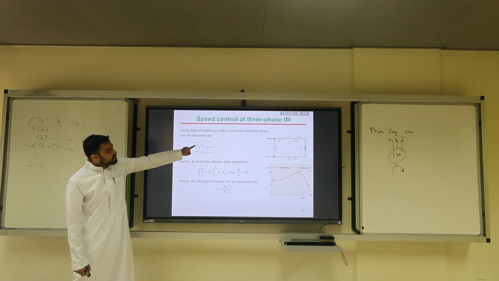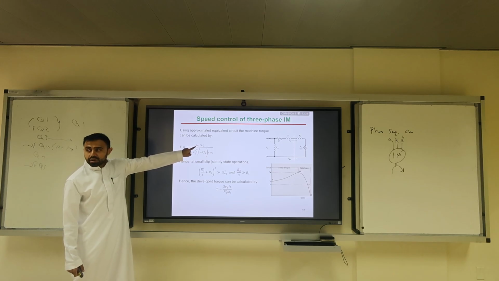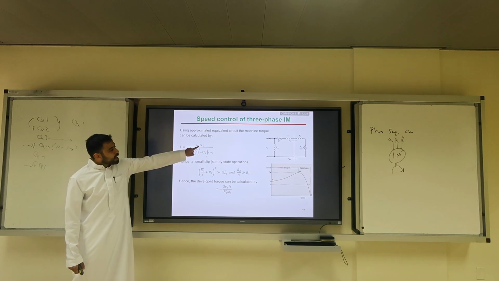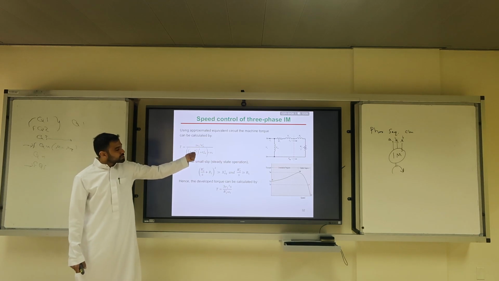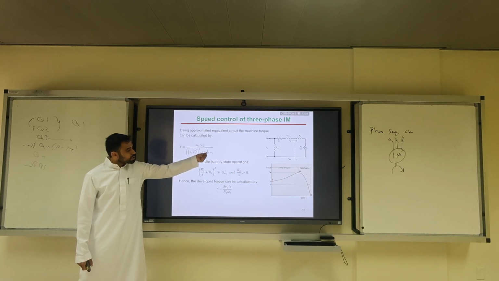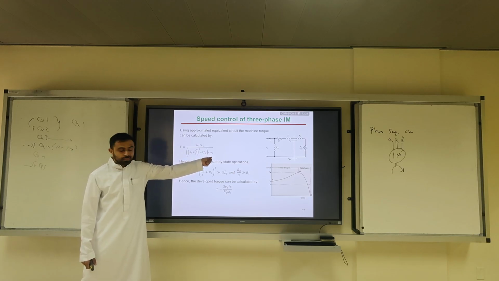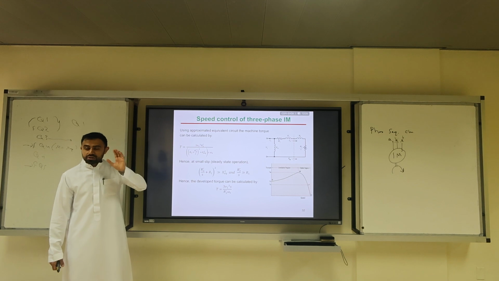It is 3V1. Is it line to line or phase? Nawaf? Phase. It's phase. R2 prime over the summation of the two resistors squared plus X equivalent squared, times the slip times synchronous speed. Now let's do an approximation.